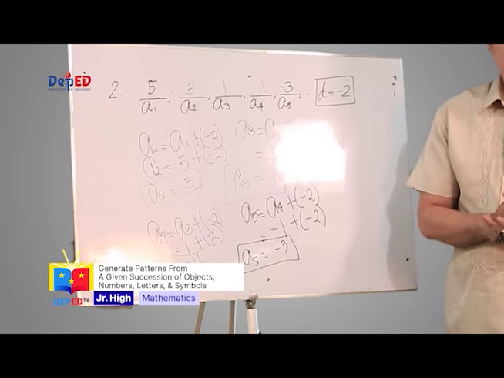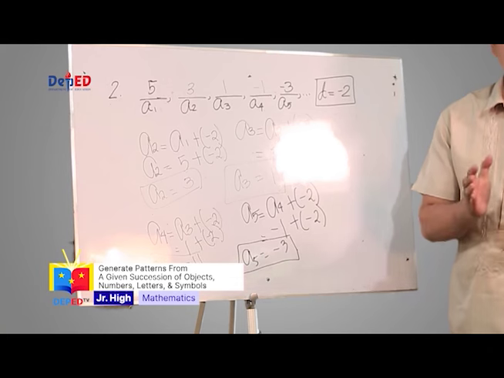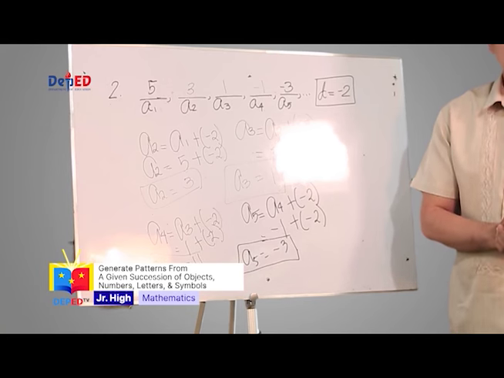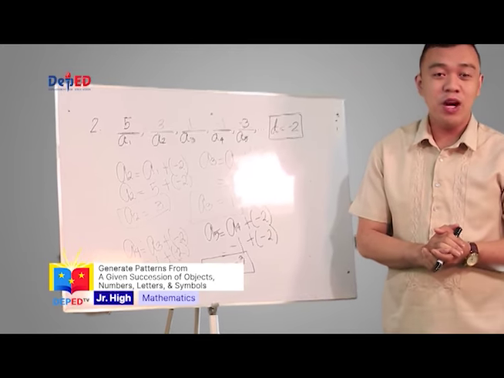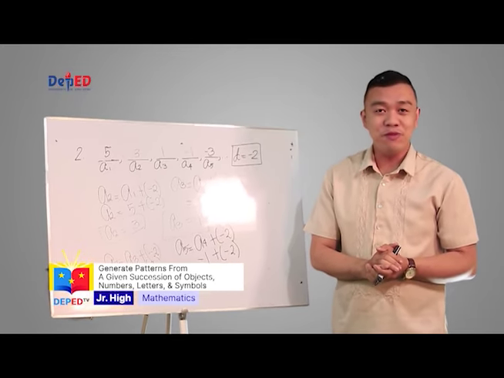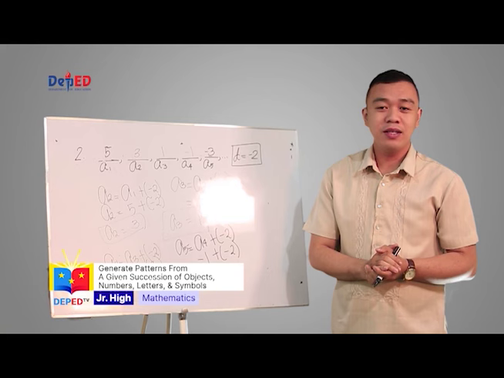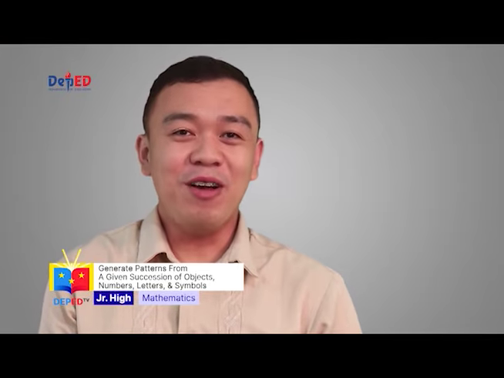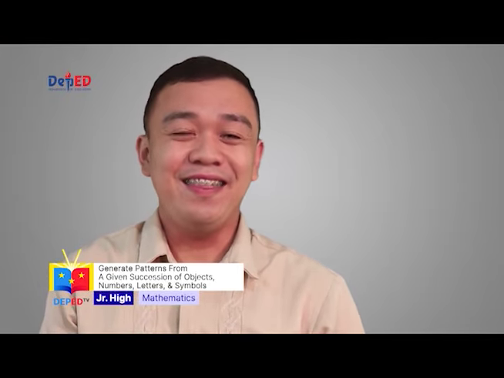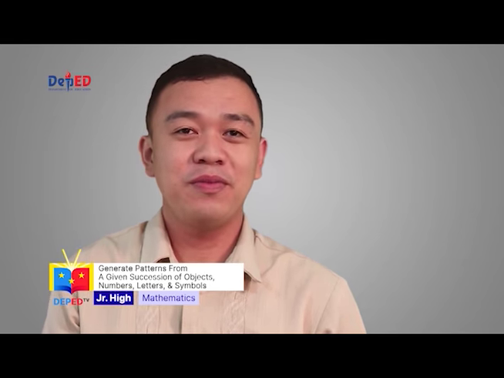As you notice, we add the common difference or the constant to the preceding term to get the next term. So the first 5 terms of the sequence are 5, 3, 1, -1, and -3. You're doing a great job. Amazing! Now, let's proceed to the fourth example.